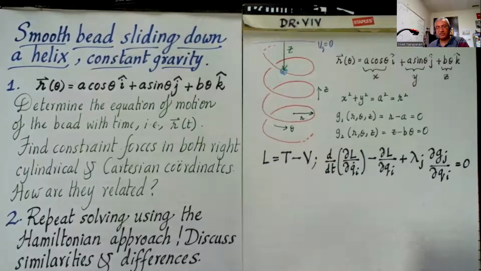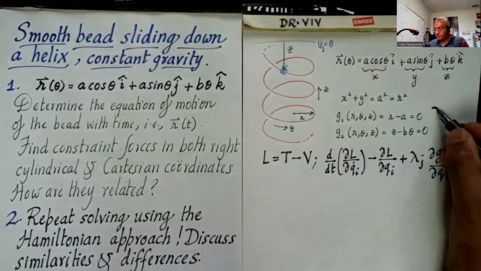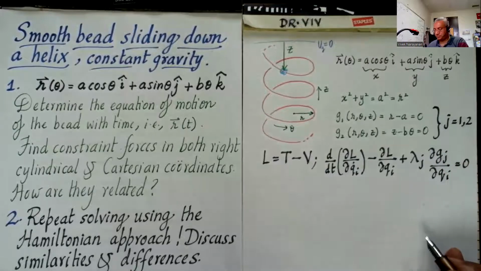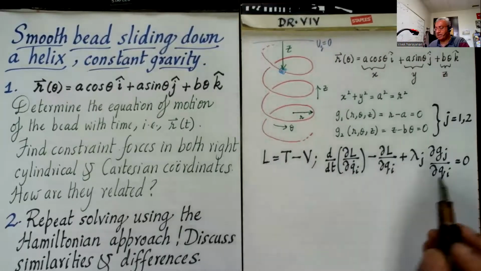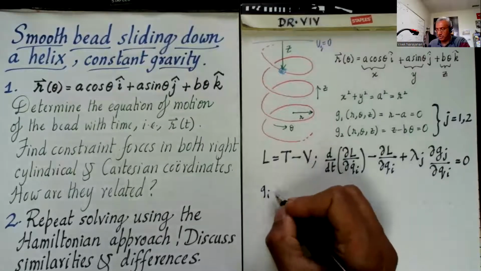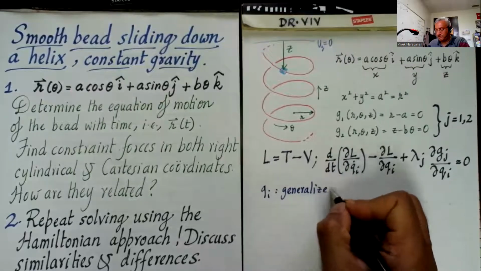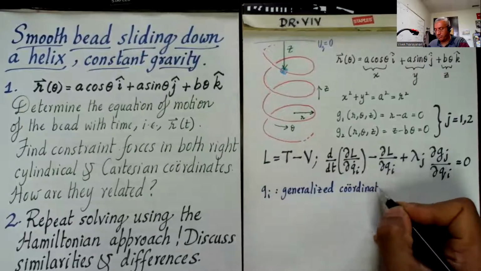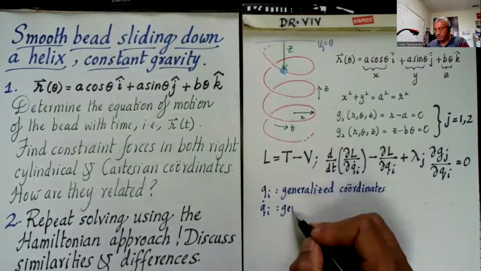Here, I'm following Einstein's summation convention, so you're summing over all the j values. j in this case is the number of constraints. So in our problem, j will be 1 and 2. So this will have two terms in each of the Lagrange's equations. i refers to the generalized coordinates. So qᵢ's are called generalized coordinates. q̇ᵢ are called generalized velocities.